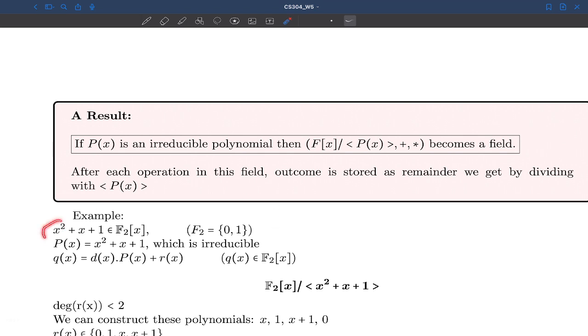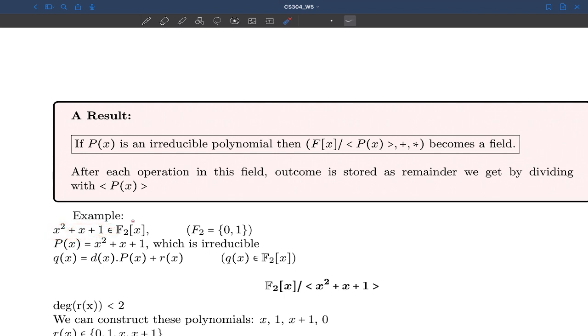My x square plus x plus 1 is a polynomial that belongs to f2x. So you know what f2x is, right? In that we have coefficients of either 0 or 1. Now x square plus x plus 1 is irreducible. You can try to reduce it, but you won't be able to, because it is irreducible. So px, this x square plus x plus 1, is irreducible.